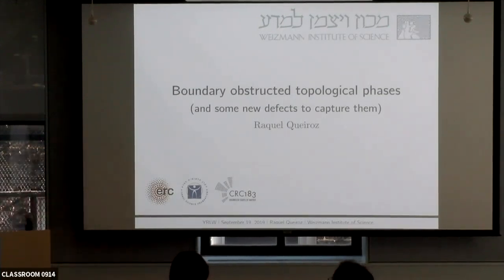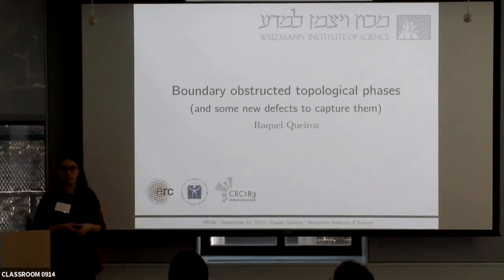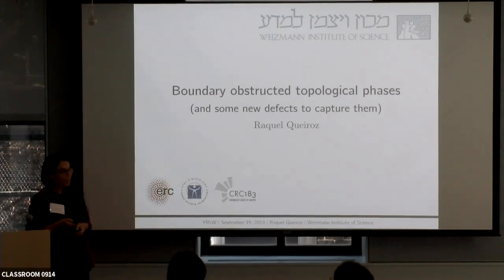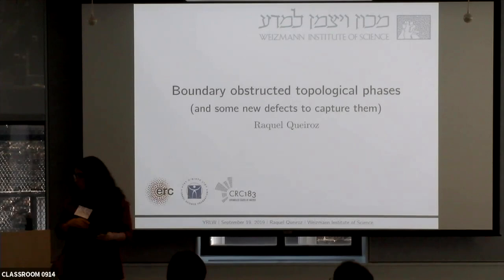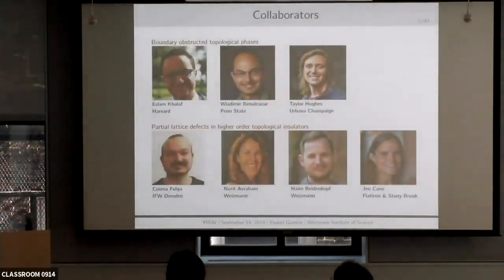I'm going to talk to you about boundary obstructed topological phases and some new types of defects that are very good at capturing them. This is a recent work that I've done with Eslam, Vladimir, and Taylor at Champaign. It was just posted on arXiv. The lattice defects that I'm going to also introduce are from a different work, made by Cosmo Fuga at IFW, and Nurit and Haim at Weizmann, one of our organizers.